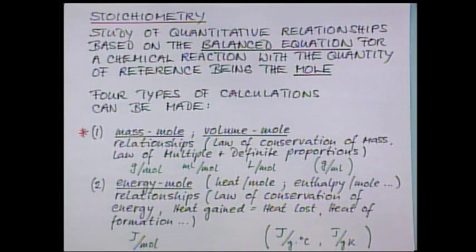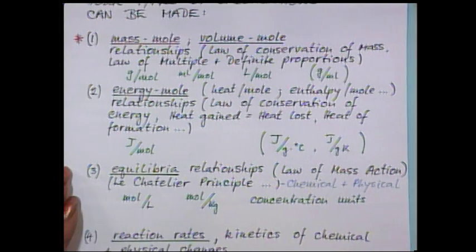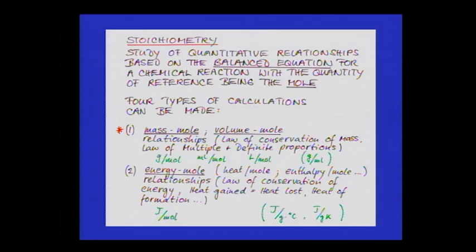There are four types of calculations that can actually be made from a balanced chemical equation. We won't go into all of those, of course, but I would like to point them out to you at least, because you're going to probably take more chemistry classes, and it might be good to be sensitized to these different relationships. We will basically deal with the mass-mole or mole-mass, sometimes also volume-mole and mass, when we deal with concentration units such as molarity.